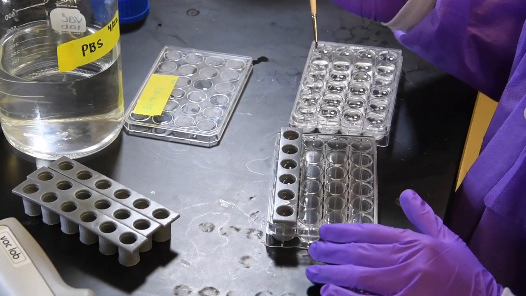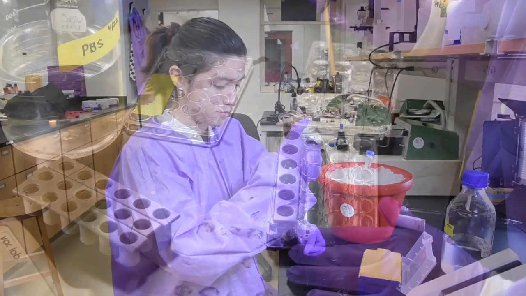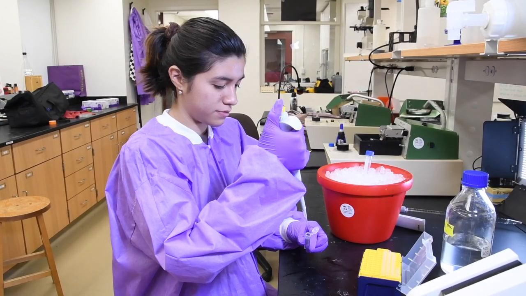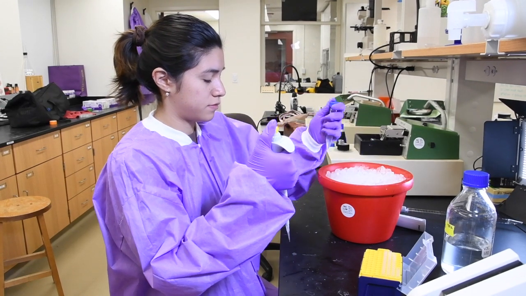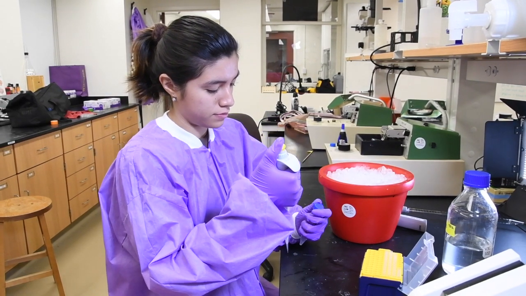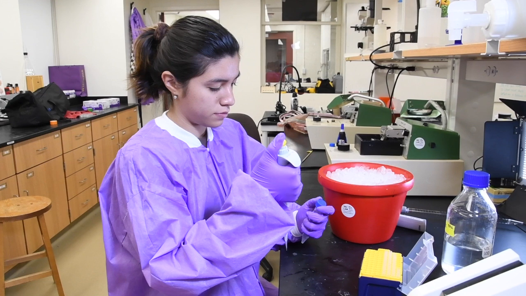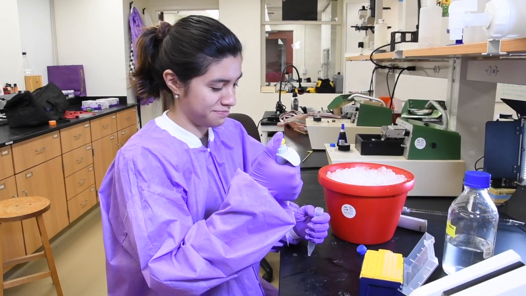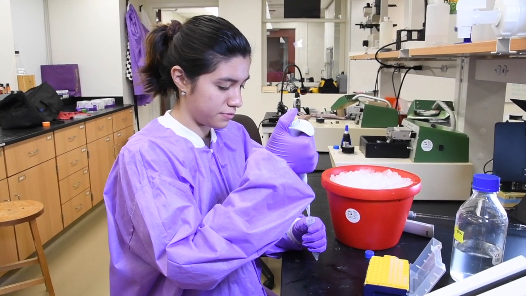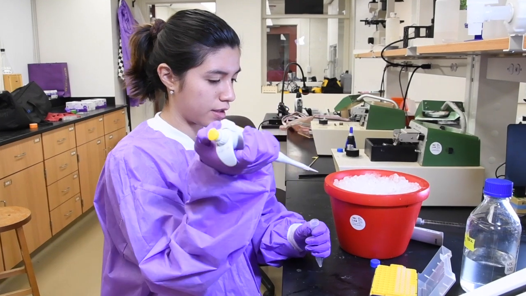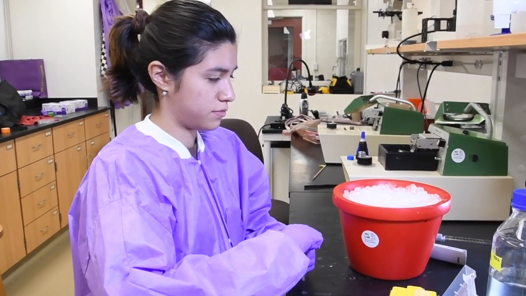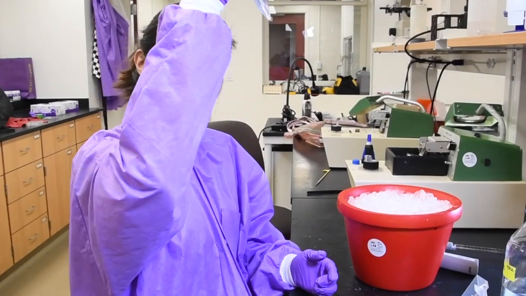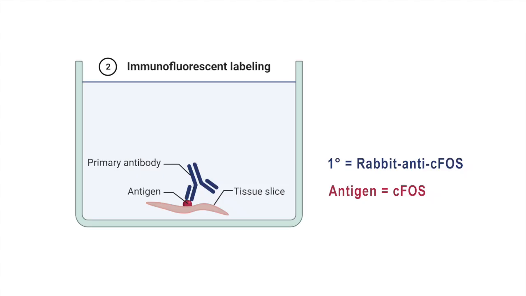The first antibody to be applied is called a primary antibody. In this particular experiment, we want to identify neurons that are expressing CFOS, a protein product of an immediate early gene that is produced when the cell is highly active. To label this protein, we incubate the sections in a solution containing a primary antibody. In this case, we are using a rabbit anti-CFOS, an antibody generated by a rabbit that recognizes CFOS.